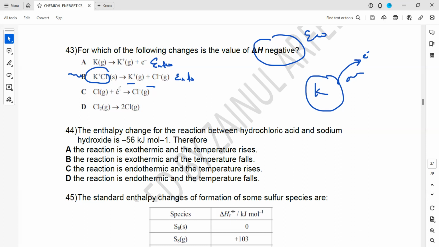Then the chlorine atom gains an electron and turns into a chloride ion. First electron affinity is always exothermic, because it is like bond forming. Bond forming is exothermic. A bond is formed between the chlorine atom and the electron. The second electron affinity will be endothermic because we have to provide energy to overcome the repulsion of the negative ion. And here we are breaking the bond. Bond breaking is endothermic because we are breaking a bond in producing two chlorine atoms. So with reference to that, C should be the right answer.